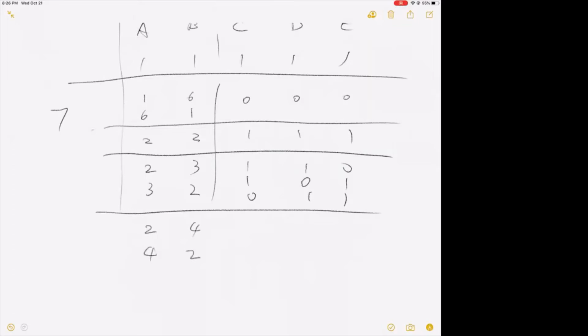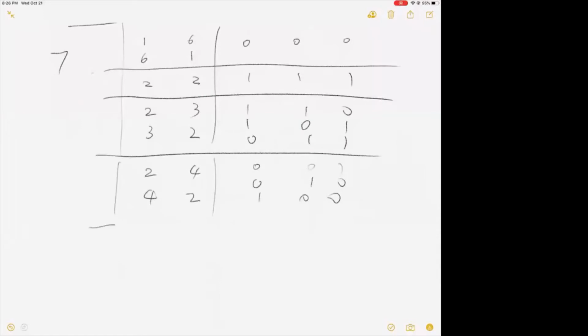In this case, there is 1 left. So with 1 left, there are 3 cases. And then for the last case, there is 5 2 and 2 5, or there's only 1 way. So this is 0 0 0, right? Yeah.